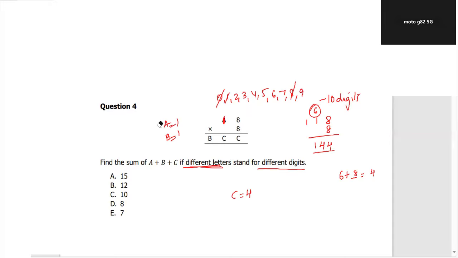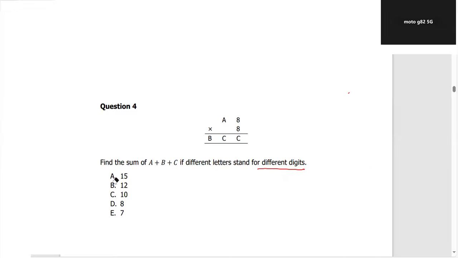So again, in the table of 8, when do we get an 8 at the ones place? It is a 6. So 6 8s are 48 plus 6 is 54. So in that case, you get A as 6 and B as a 5. So what is the sum of A plus B plus C? A plus B plus C will be 15. So the answer will be A. I hope this is clear. Let's move on.